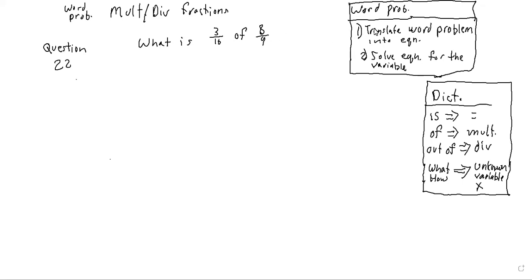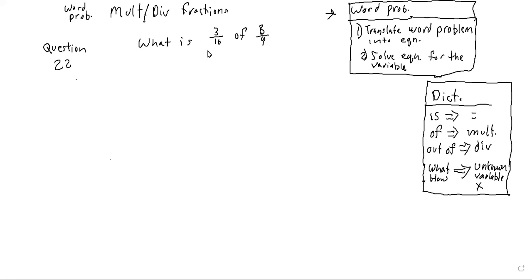First thing we need to do is translate the word problem into an equation and then solve the equation for the unknown. It doesn't matter what type of word problem it is. This happens to be a fraction word problem or a ratio word problem. It doesn't matter. We're always going to do the same two steps. We have to translate that word problem into an equation and then solve the equation for the unknown.